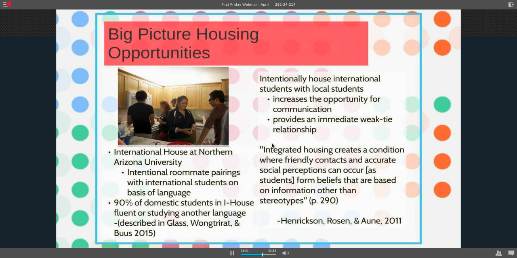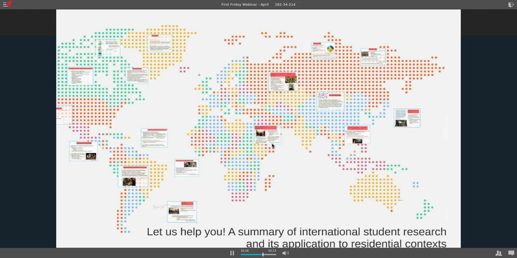One nice example of that from an institution that is not in our region but doing something really interesting is at Northern Arizona University. They recently opened International House, and they do intentional roommate pairings with international students on the basis of language. So 90% of the domestic students in the house are fluent or studying another language, and then they pair them with international students for whom that's their native language. And so it's creating built-in language conversation partners in the roommate relationship.